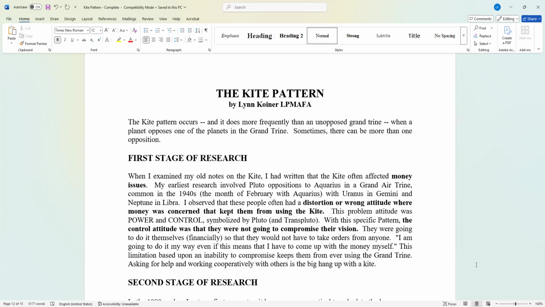So what happened with the Pluto opposition: I remember this woman wanted to start a specific type of business. It's a grand air trine.